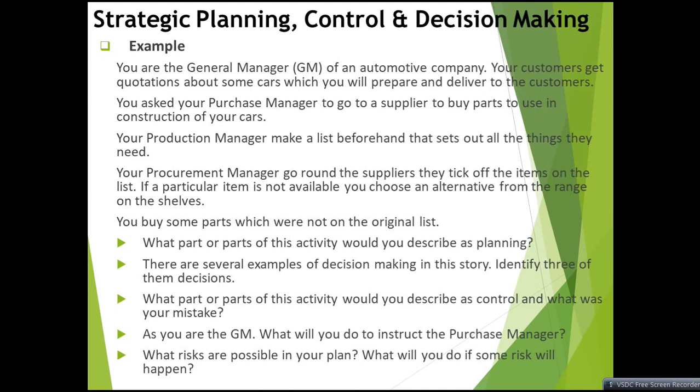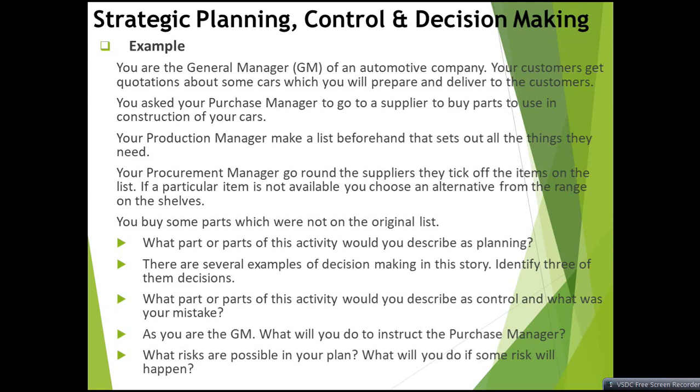You buy some parts which are not on the original list. This is the problem. What part or parts of this activity would you describe as planning? Now, what plan will you make? Please write the assignment in detail. This will be your assignment. First assignment: these are several examples of decision making in this story.